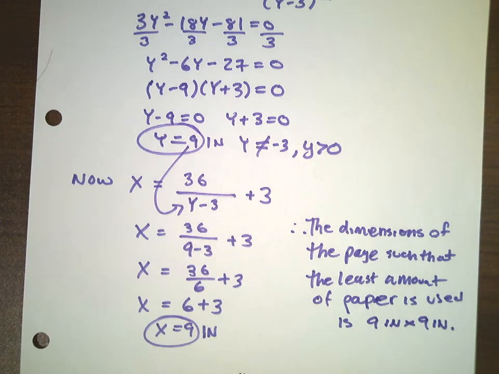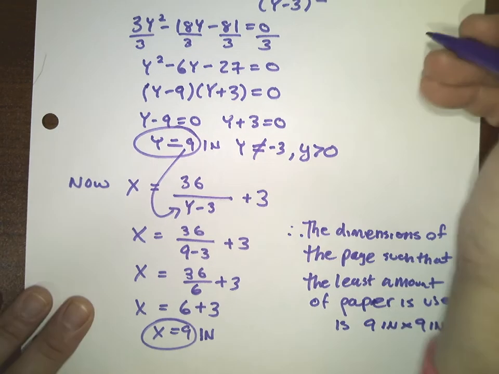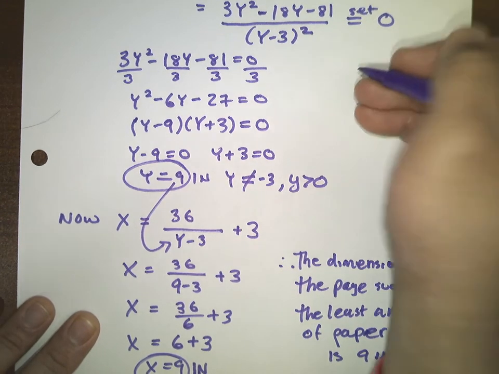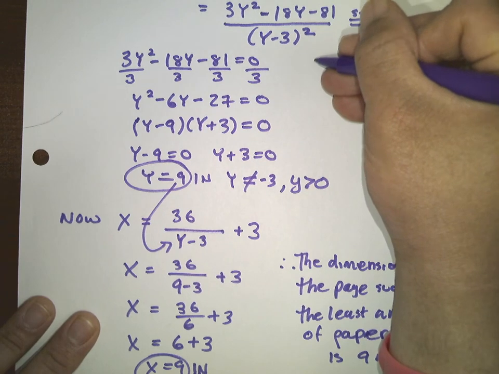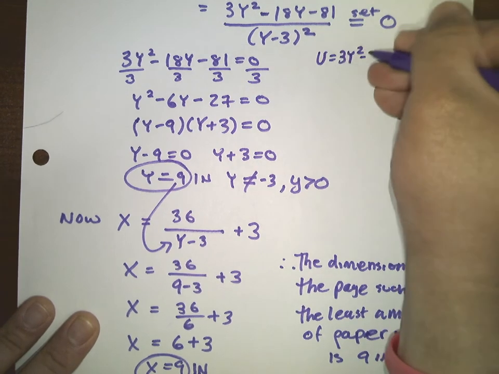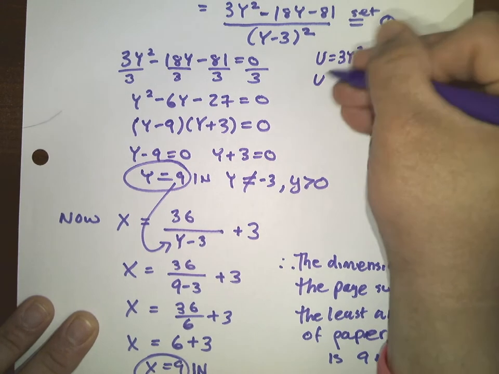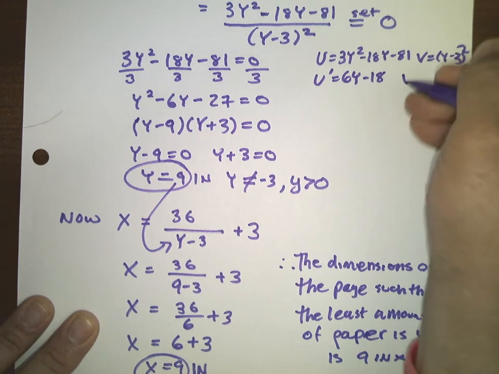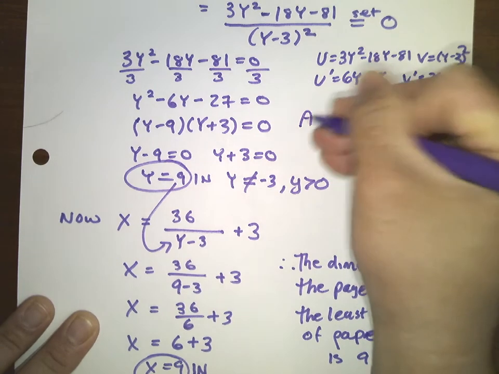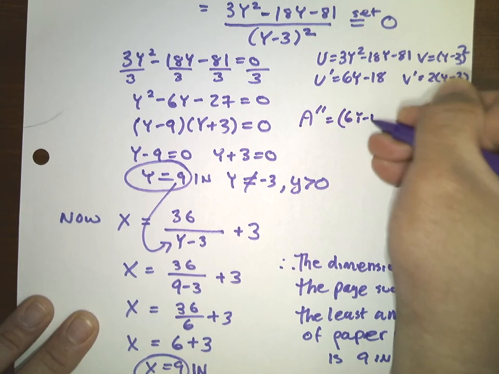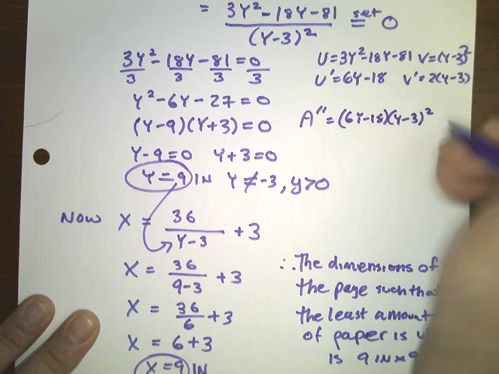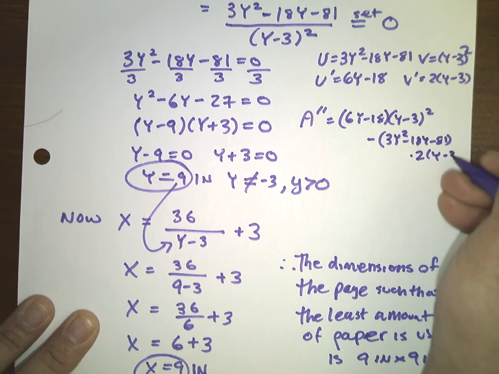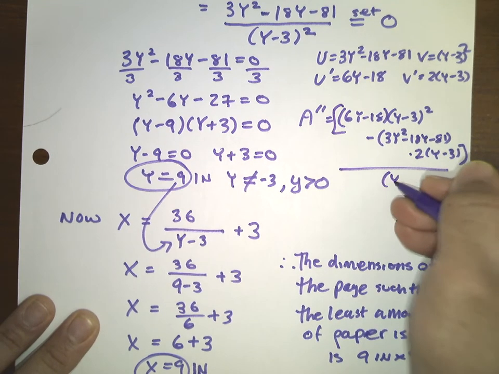And again, if you wanted to verify that this was actually the minimum, you could find A double prime, the derivative of this up here. Then you would use the quotient rule. So u would be 3y squared minus 18y minus 81, and u prime would be 6y minus 18. The v is y minus 3 squared, so v prime is 2 times y minus 3. So A double prime is 6y minus 18 times y minus 3 squared, minus 3y squared minus 18y minus 81 times 2 times y minus 3, all over y minus 3 squared.